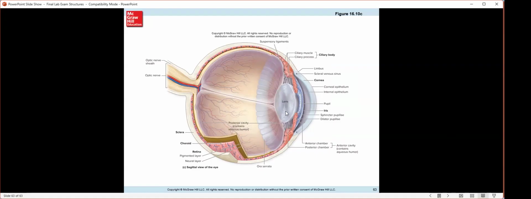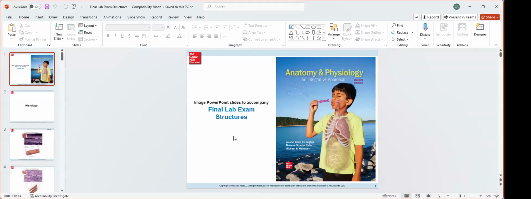We can see the lens here, which has those suspensory ligaments as well as our ciliary body. We have our cornea, our iris, our pupil, vitreous humor in here, our optic nerve, sclera, choroid, and retina. And that is it. Just some basic features from those special sense organs.